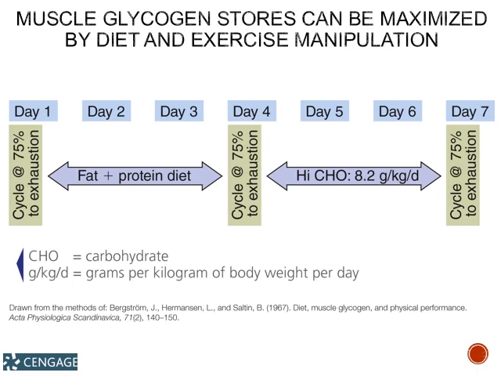Days 2 and 3 involve a lower carbohydrate diet, about 5 grams per kilogram of body weight per day, while days 4 through 7 advise a high carbohydrate diet. This is the loading period of about 8 grams per kilogram of body weight per day.